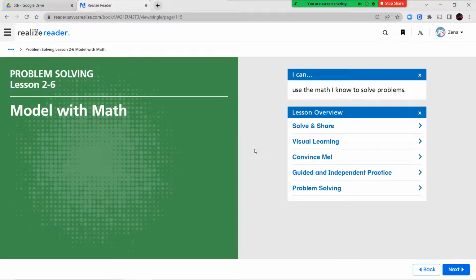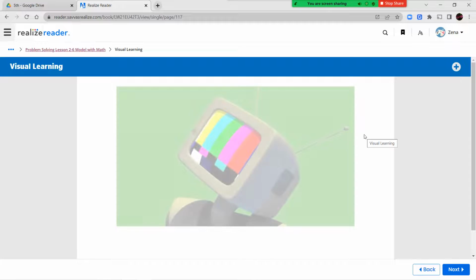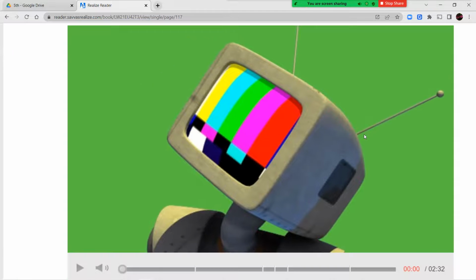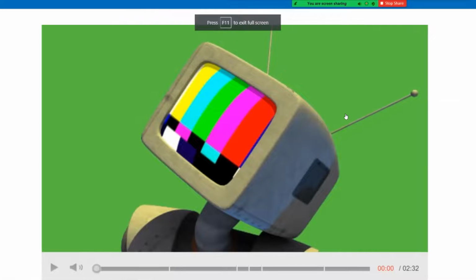In this lesson, we're going to focus on how we can use modeling with math, which basically means how to show the work that we're doing. So let's go ahead and hop into our short video lesson as usual, and then we will jump into our notes and our guided practice together.